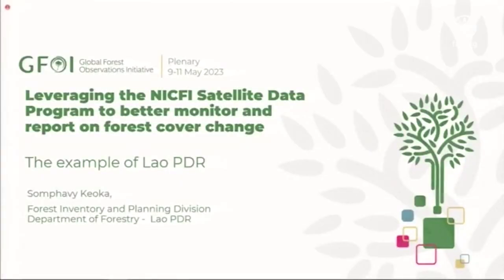Laos is a landlocked country, right in the middle of Southeast Asia, with an area of about 23 million hectares. Based on the latest assessment of forest cover, the current Lao forest cover is around 57%. That includes plantation, and we also have fallow land, or regenerating vegetation, which covers 26% of the country.